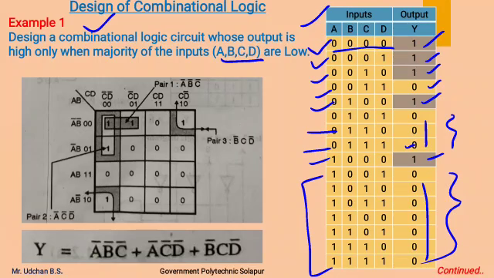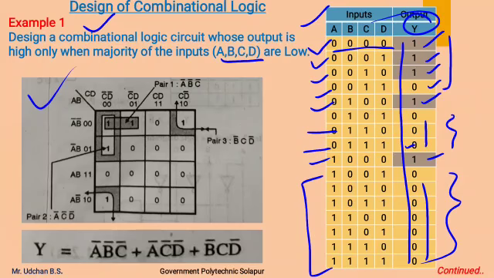So this is how we can complete the truth table from the given problem statement. From this we are going to obtain the output expression using the truth table. As the truth table has 4 inputs, we are going to use the 4 variable K-map, and we are going to make the entries of these outputs into the K-map.